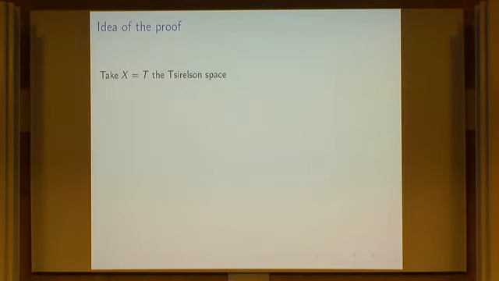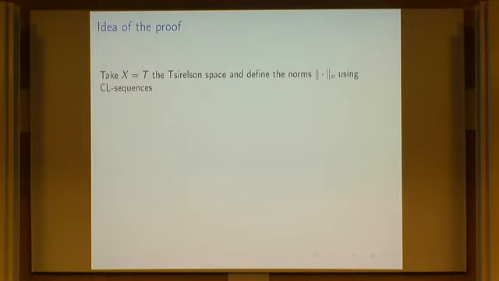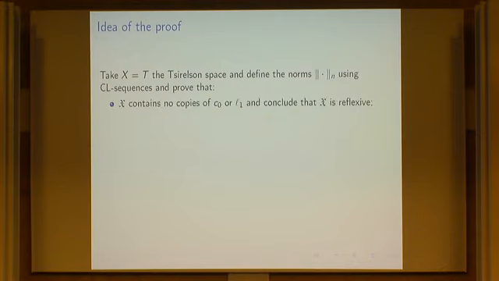And now in our context, in the countable setting, we will use the Tsirelson space, which has no subsymmetric sequences. And we will define these norms using the CL sequences. So I will have a sequence of families on a cardinal kappa, and using each of these families I define a norm. And then I interpolate as before. And I prove that the obtained interpolated space contains no copies of c0 and l1. And then I conclude this is a reflexive space.